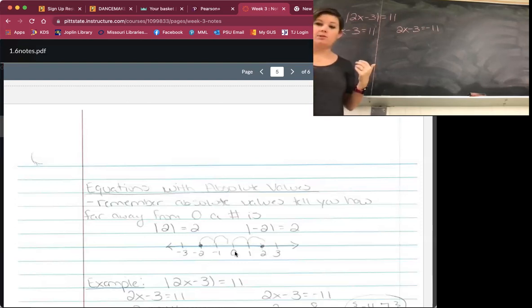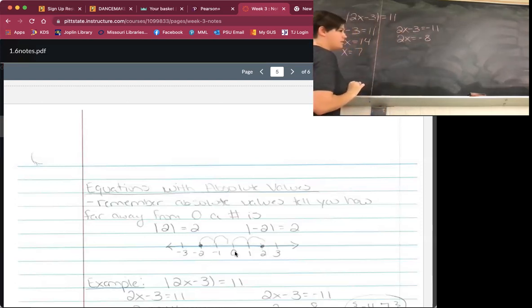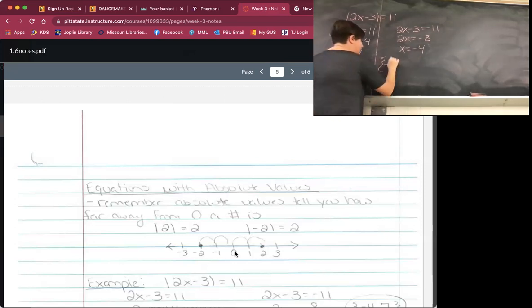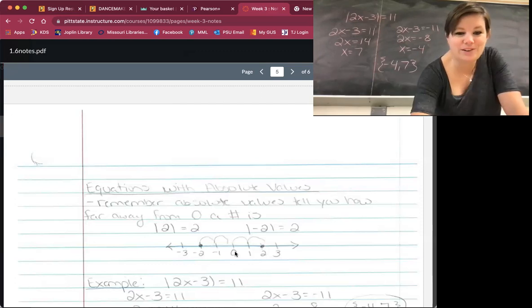Now we just solve both of these equations. So 2x minus 3 equals 11. I'm going to add 3 to both sides. We're at 2x equals 14. Divide both sides by 2, and I get x equals 7. Over here, I'm going to add 3 to both sides, so I get 2x equals -8. Divide both sides by 2, and I get x equals -4. So my solution set would be -4, 7. Much easier and much more straightforward than our radical and rational equations.